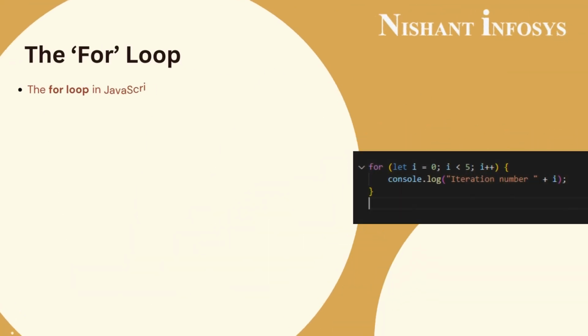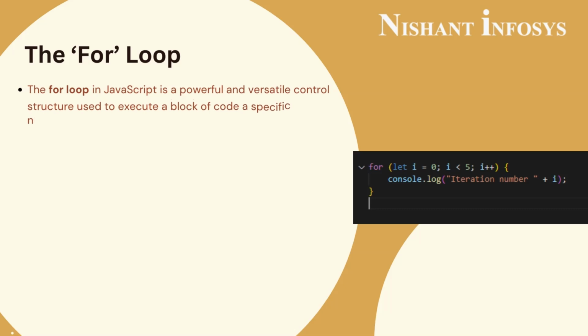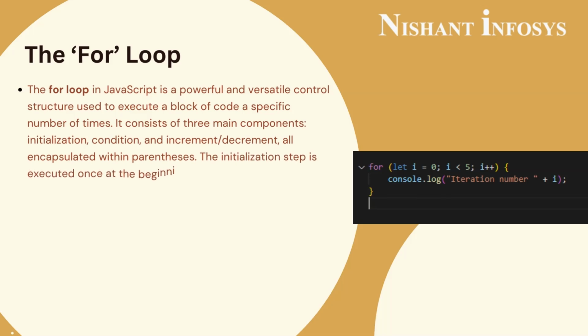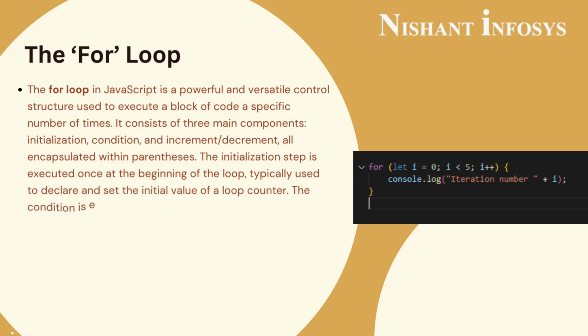Let's talk about the different loops. The for loop in JavaScript is a powerful and versatile control structure used to execute a block of code a specific number of times. It consists of three main components: initialization, condition, and increment-decrement, all encapsulated within parentheses. The initialization step is executed once at the beginning of the loop, typically used to declare and set the initial value of a loop counter.